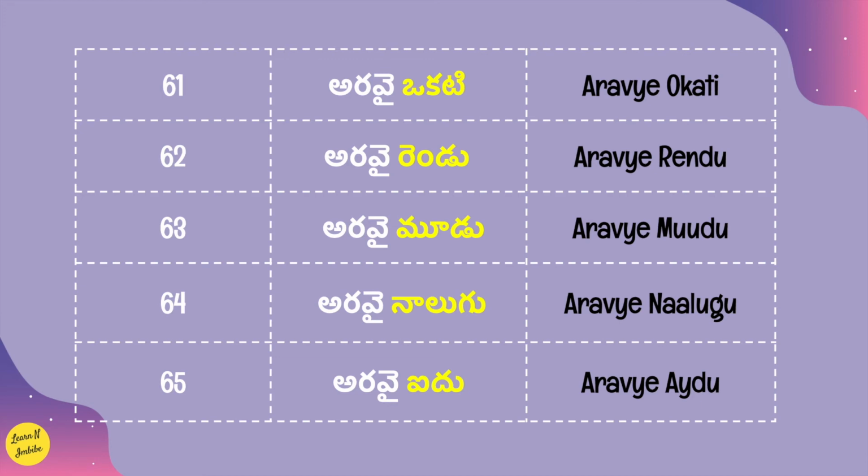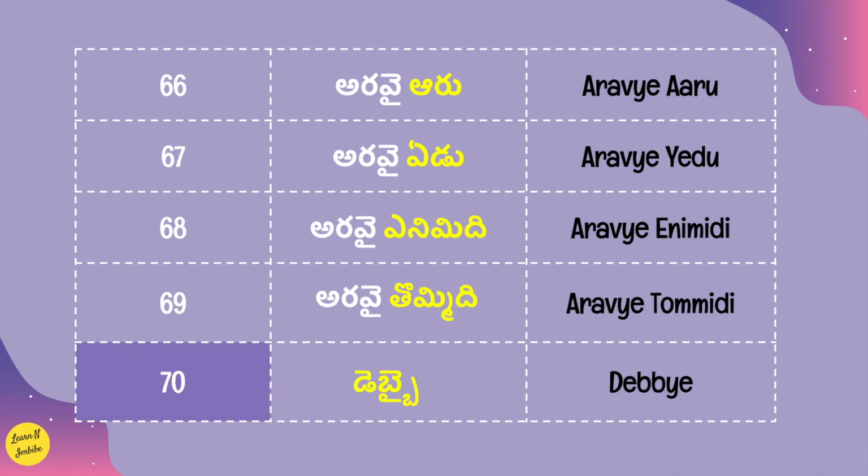60 plus 1, 61, అరవై plus ఒకటి, అరవై ఒకటి. 62, అరవై రెండు, 63, అరవై మూడు, 64, అరవై నాలుగు, 65, అరవై ఐదు, 66, అరవై ఆరు, 67, అరవై ఏడు, 68, అరవై ఎనిమిది, 69, అరవై తొమ్మిది, 70, డెబ్బై. The prefix 70 will be repeated from 71 to 79.